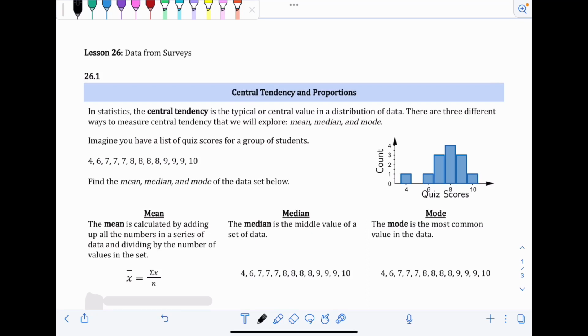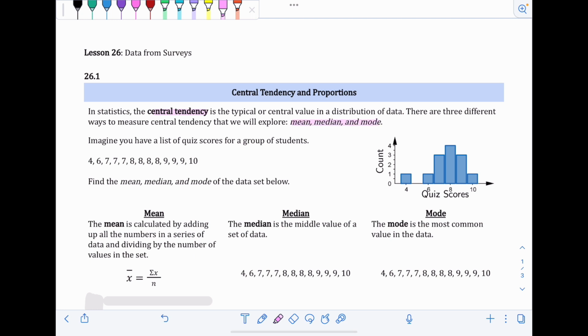S2L26 is called Data from Surveys, and in 26.1 we're going to look at central tendency and proportions. So in statistics, the central tendency is the typical or central value in a distribution of data. There are 3 different ways to measure central tendency that we'll look at: mean, median, and mode.